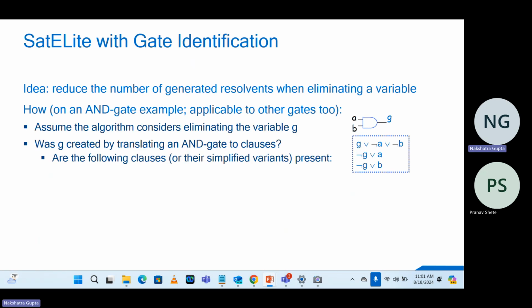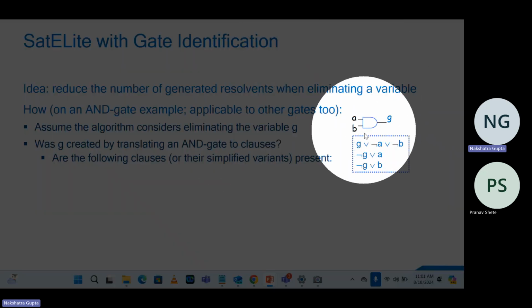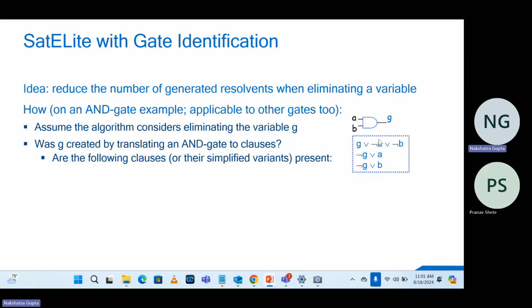So here we have an example of how an AND gate is encoded into clauses. G is equal to A and B. If the original problem is a circuit, you translate it into clauses, and in this case you generate clauses for the AND gate. The first clause says that essentially if G is 0, then one of A or B must be 0. The next two clauses say that if G is 1, then A and B must be 1. So this is the way to translate the AND gate into clauses.